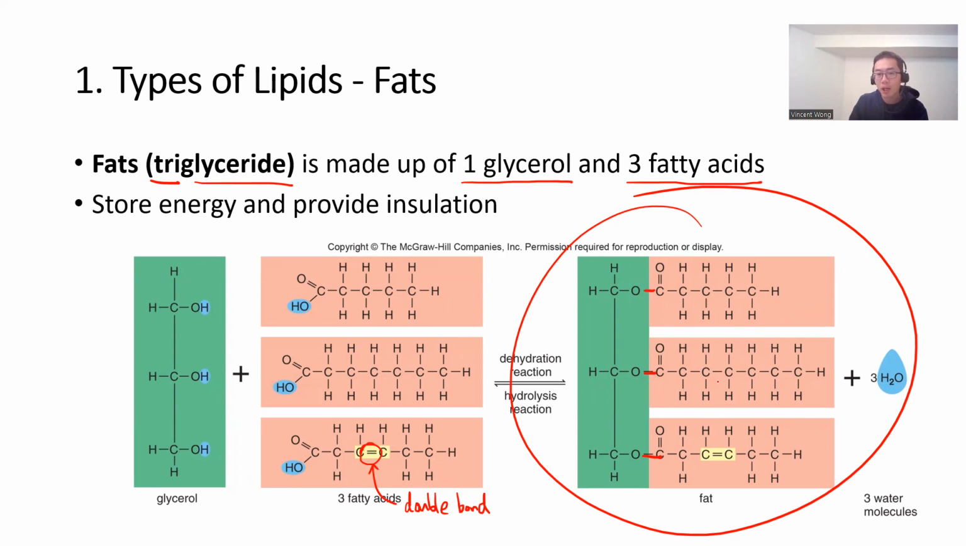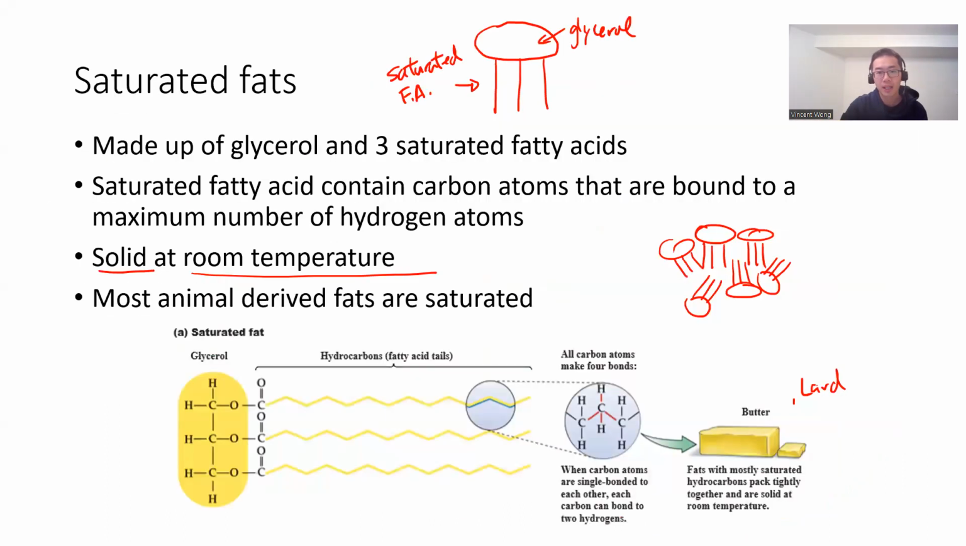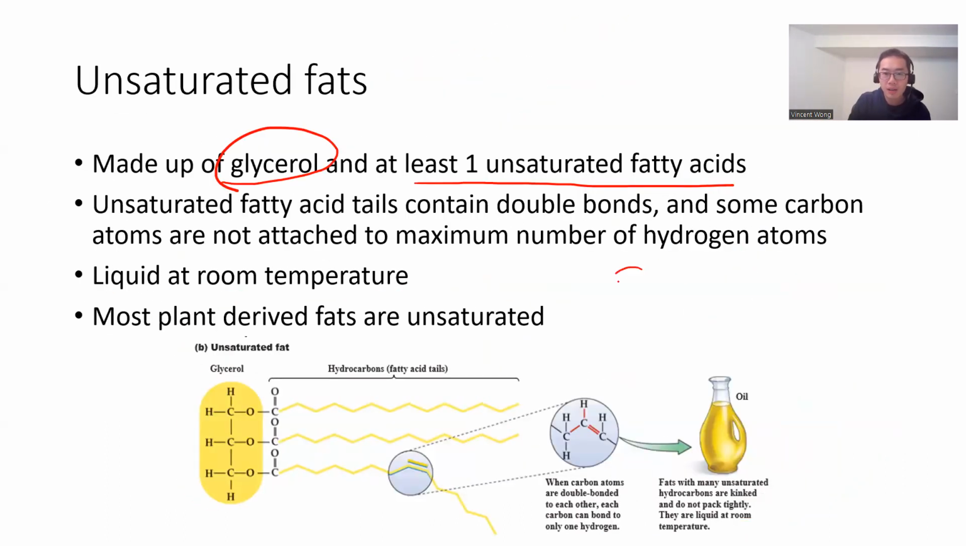It's possible to have two unsaturated fatty acids. We still call it unsaturated. And you can also have all three of them being unsaturated fatty acids. In that case, it will also be an unsaturated fat. So because of the unsaturated fatty acid, there is going to be a bend in the structure, a kink in the tail. If there's a kink in the tail, then the molecules cannot come together too closely. The kink is going to be sticking out. It's going to be in each other's way.